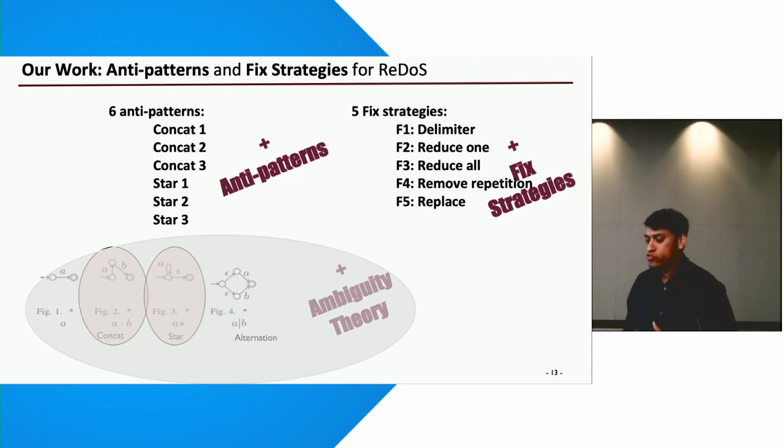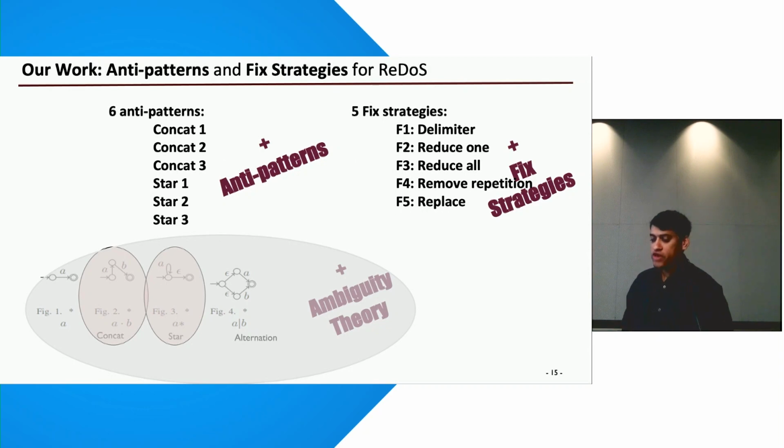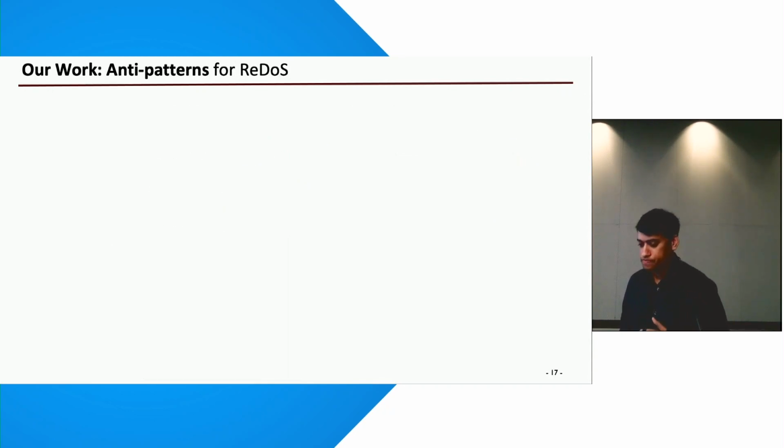For the time constraint today, we'll not be talking about our ambiguity theory and how we prove the theorems. You can find those in our paper. Now, let's see how we develop those anti-patterns and fix strategies. As you have seen before, we have developed 6 anti-patterns and 5 fix strategies. But in today's presentation, we'll only show 1 concat and 1 star anti-pattern, and we'll show how we can fix these anti-patterns with 2 of our fix strategies. You can find the rest in our paper.